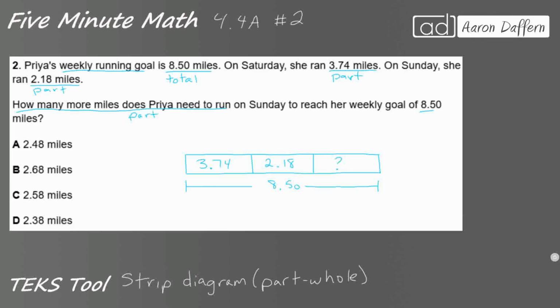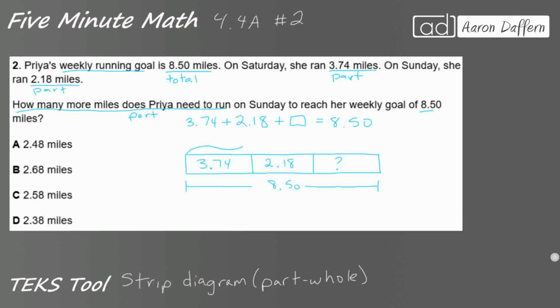So this is a good representation, and what I can say is 3.74 plus 2.18 plus, let me put a box there for my unknown amount. That's going to equal 8.50 or 8 and 50 hundredths. That is a good equation. Doesn't quite help me solve for that. There's a few different ways that we can do it.